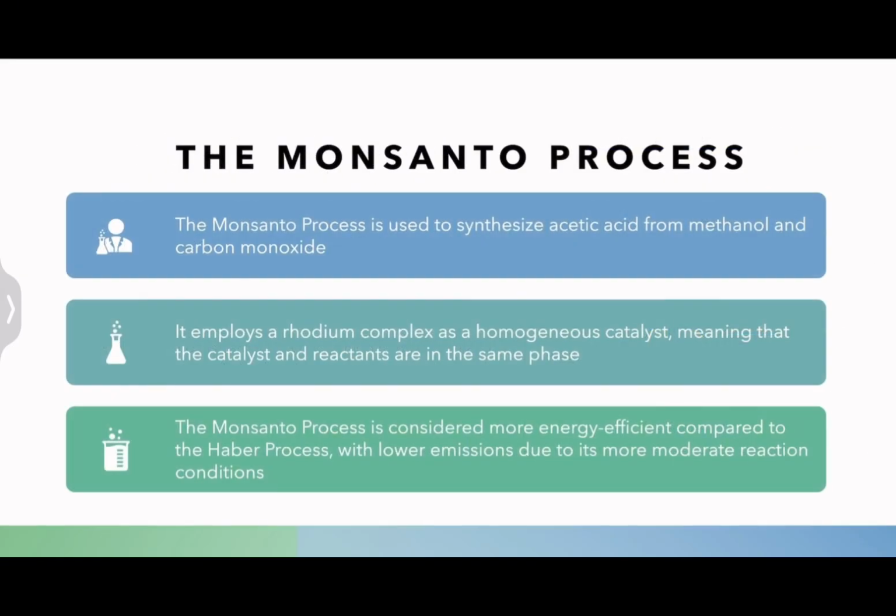So this is the Monsanto process. The Monsanto process is used to synthesize acetic acid from methanol and carbon monoxide. It employs a rhodium complex as a homogeneous catalyst, meaning that the catalyst and reactants are in the same phase. The Monsanto process is considered more energy efficient compared to the Haber process. It also has lower emissions due to its more moderate reaction conditions.